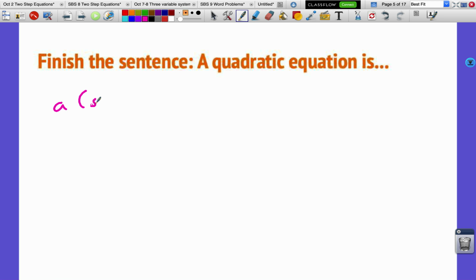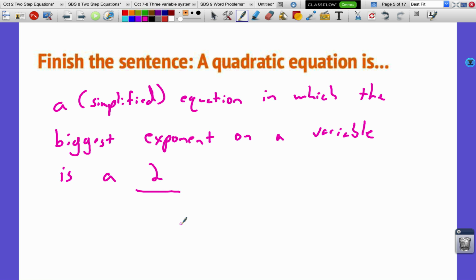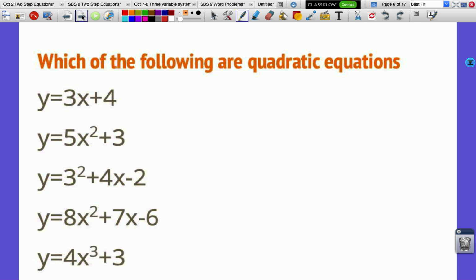A simplified equation in which the biggest exponent on a variable is a 2. All right, if the biggest exponent is a 2, we're dealing with a quadratic. Oh, you copied that down.